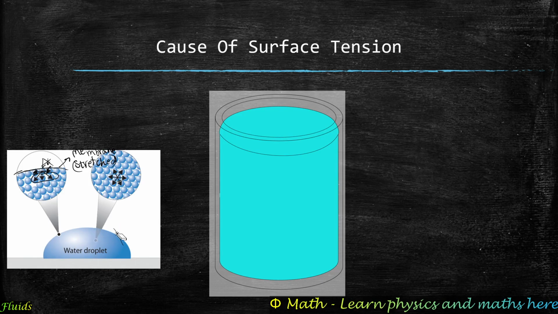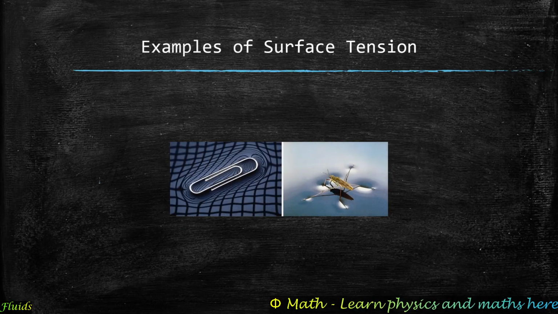So water always tries to be in the minimal state. We can now see some examples, like this bug. We can see that this is floating on water due to surface tension. Let this L be the length of its leg.